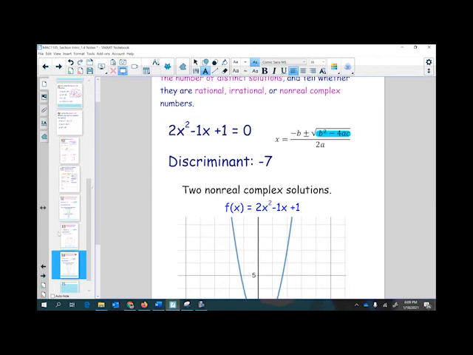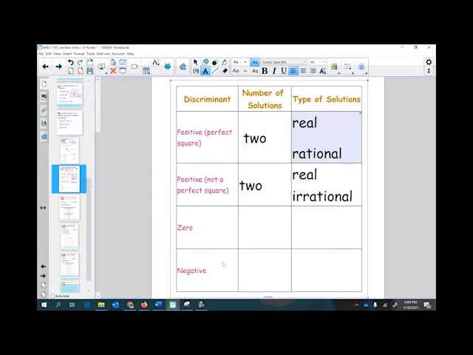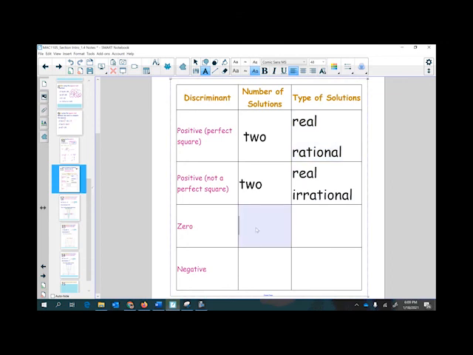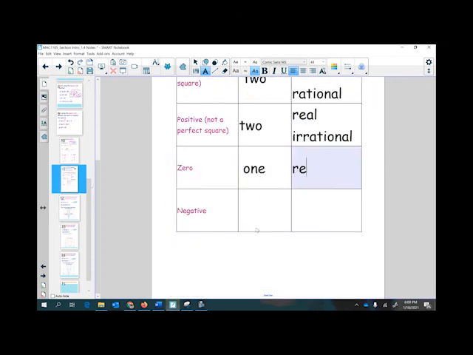So that's no real solution, I should say, no real answer, but there are non-real, imaginary solutions for it. So back to our table here, we found that with 0, we had only one real rational solution since all the square roots went away. And if it's negative, we have two distinct solutions, but they are non-real.